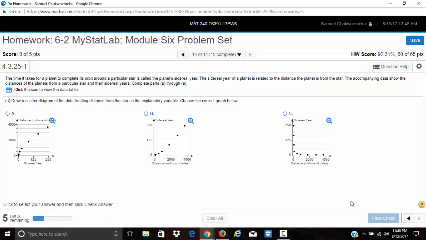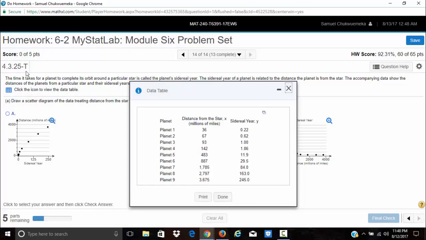The time it takes for a planet to complete its orbit around a particular star is called the planet's sidereal year. The sidereal year of a planet is related to the distance the planet is from the star. The accompanying data show the distances of the planets from a particular star and their sidereal years. Complete parts A through E. Draw a scatter diagram of the data.